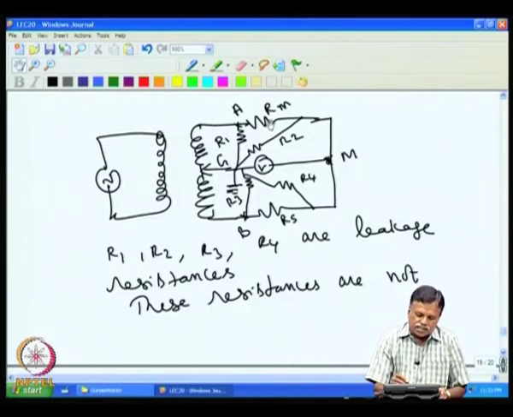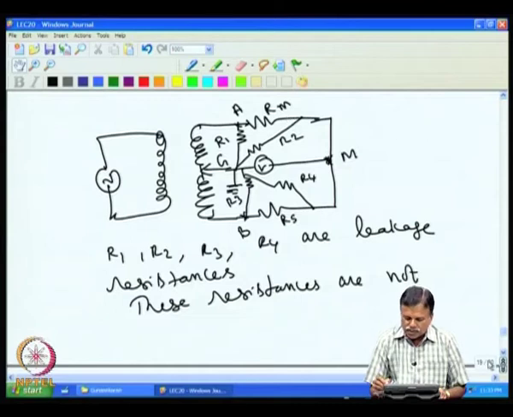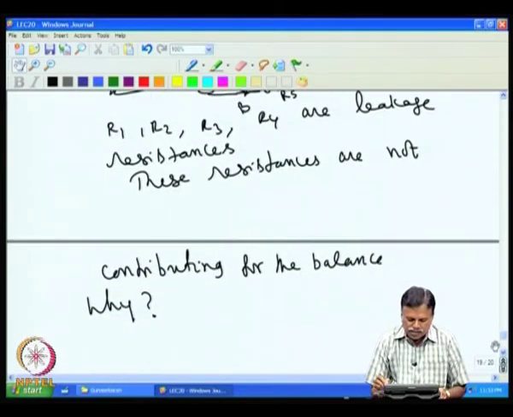That is why this resistance can be even 100 megohm or 200 megohm, and you will get an accurate result, which is not possible in other circuits. So this is a calibrated circuit originally used for capacitance measurement. It can also be used for resistance measurement. Effectively these resistors are not contributing to the balance of the bridge.